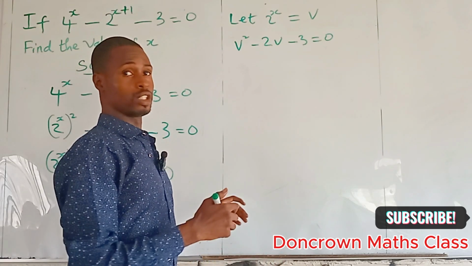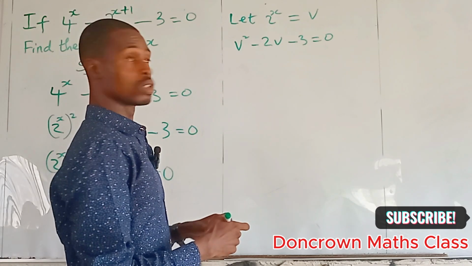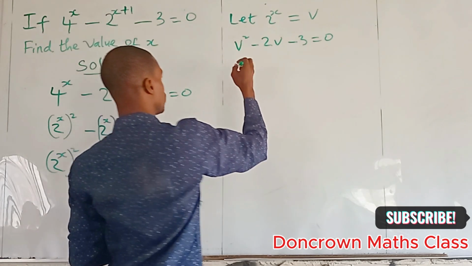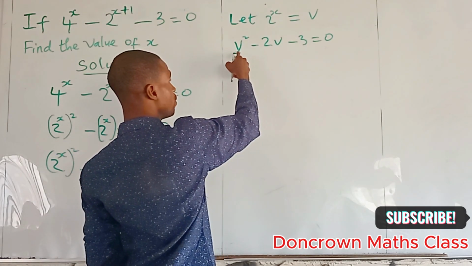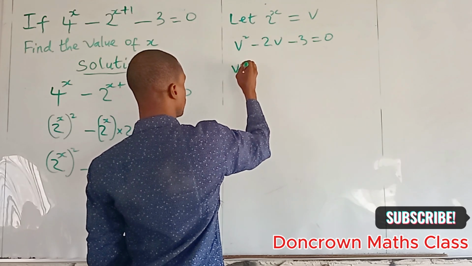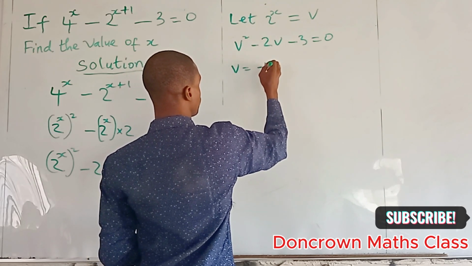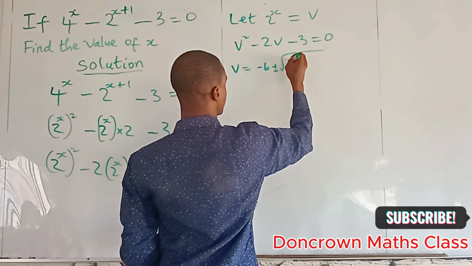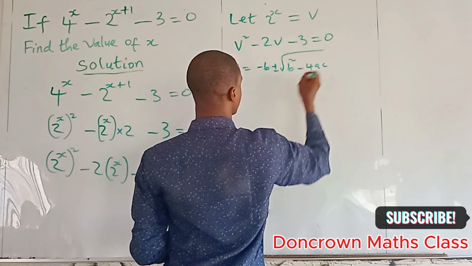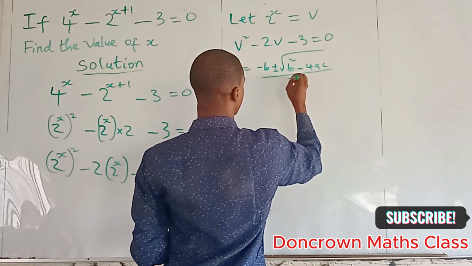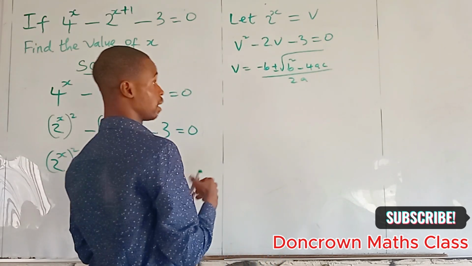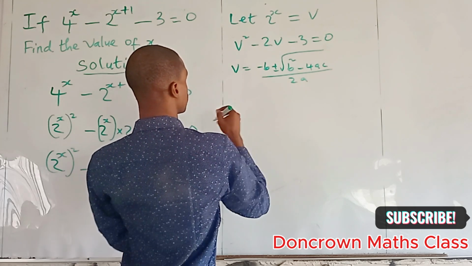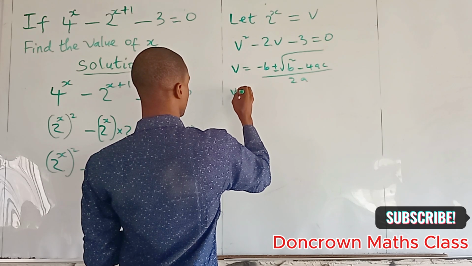Now, looking at this, you see that it has become a quadratic equation. So now we want to use the quadratic formula to solve this quickly. The quadratic formula is: because we are having V as the variable, V equals minus B plus or minus the square root of B squared minus 4AC, all over 2A. You get that now? So therefore, our V is equal to what?